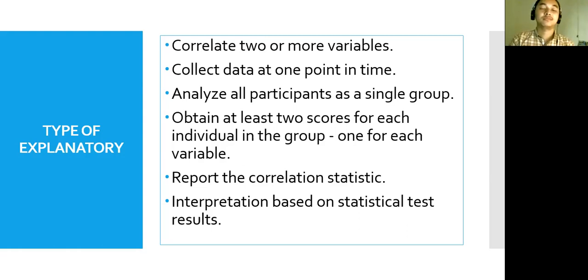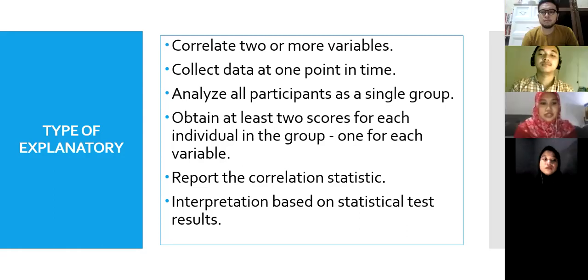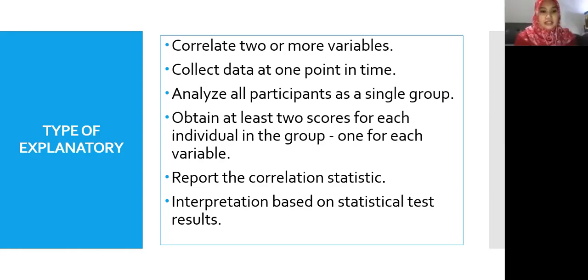Okay, thank you very much, Mas Anja. So actually, I would like to continue for the presentation. For correlation designs, there are two types of correlation designs. The first, we have explanatory design, and then the second one is the prediction design. So I will break down one by one. The first from explanatory design.